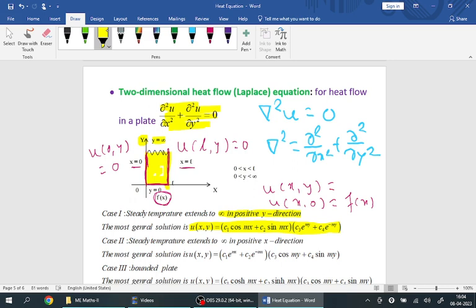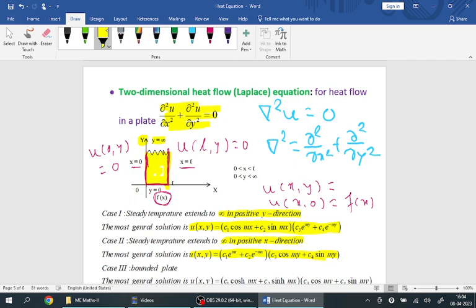But suppose we change the position of the rectangular plate, and our rectangular plate is unbounded along the x-axis. Then the solution is again interchanged. You will observe the terms of x change to y and the terms of y change to x here. So this way you have to select the solution first.